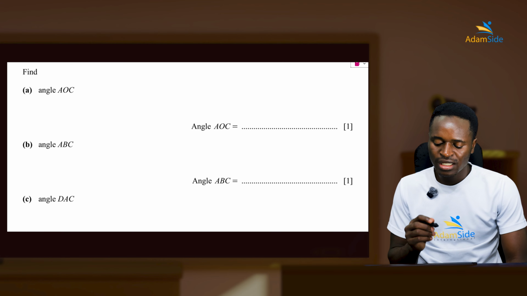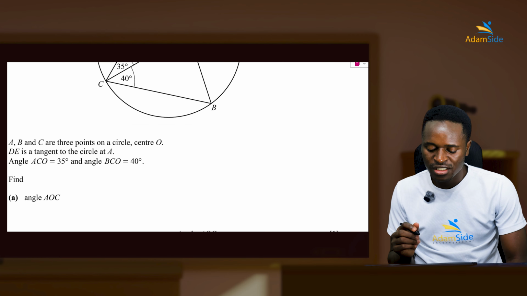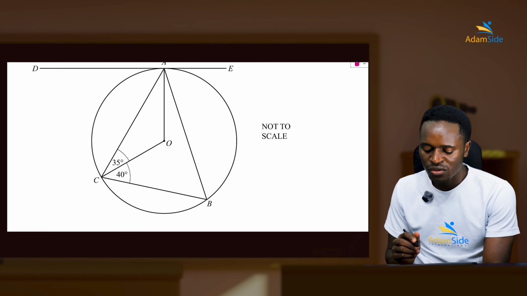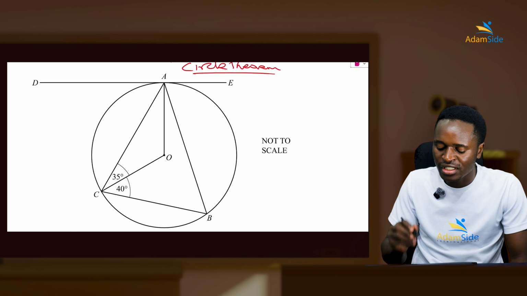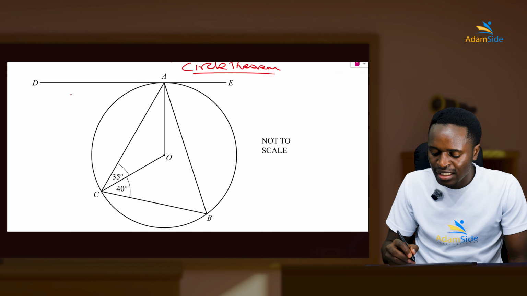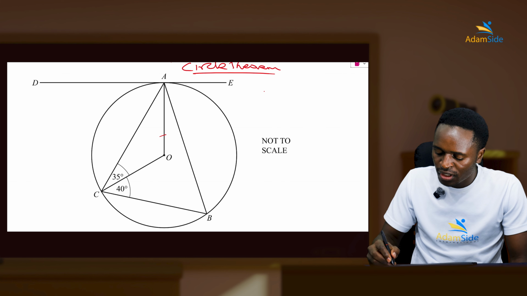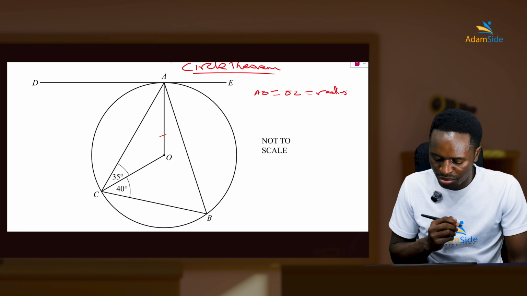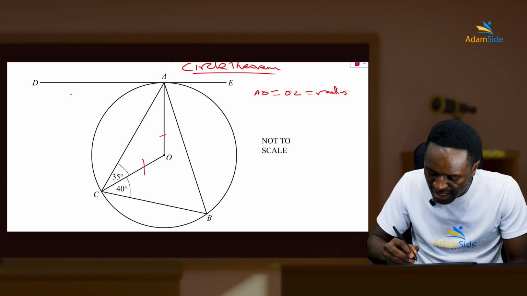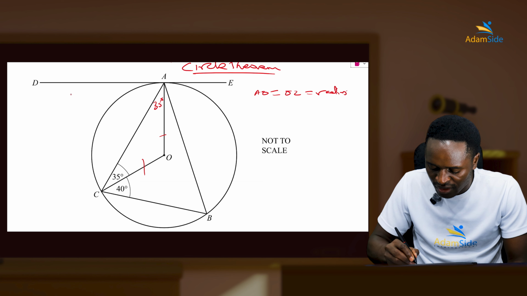What I always instruct or remind students is to remember the different laws of circle theorem. So we have a tangent. A tangent and radius meet at 90 degrees. That's rule number 1. Another thing, AO is equal to OC. They are both radius. So that's also very important to know. If they are both radius, this is 35 degrees.